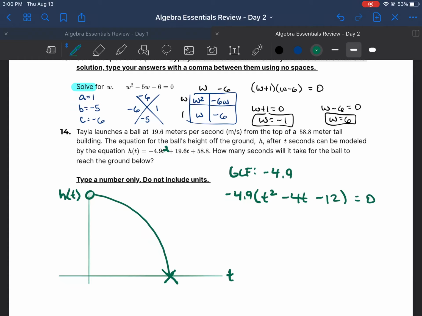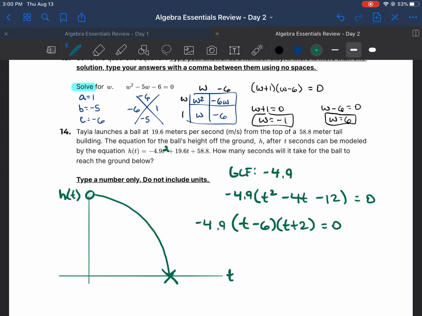And we can now go ahead and try to factor that. So it turns out if you were to try to factor this, we want to find basically two numbers that would multiply to give us negative 12, but those same two numbers would add to give us negative 4. So that would end up being t minus 6 and t plus 2.